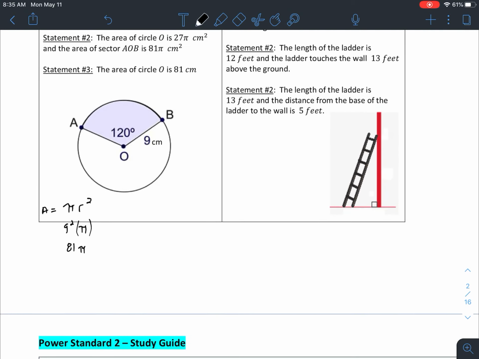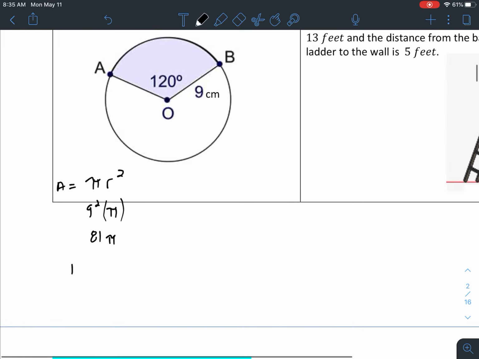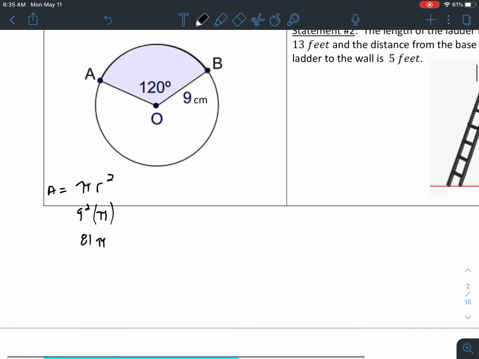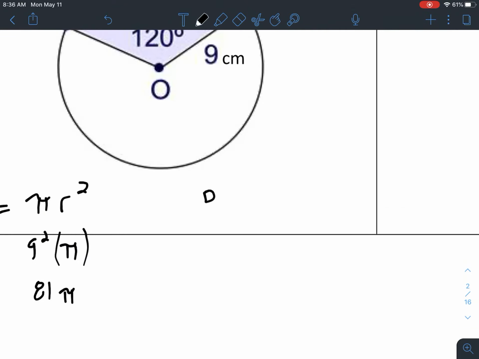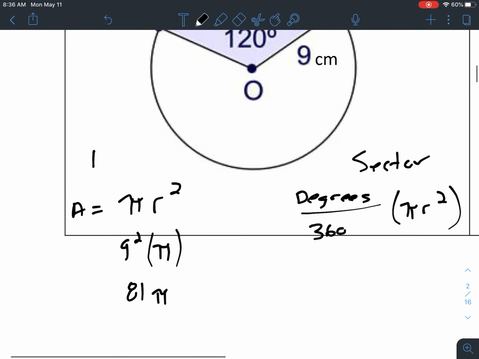So now we have to find the area of a sector. We take the degrees, which is 120. Before I do that, I'm going to write it out, like I did up there: degrees over 360 times pi r squared. Okay, so this is a sector, and this is area.